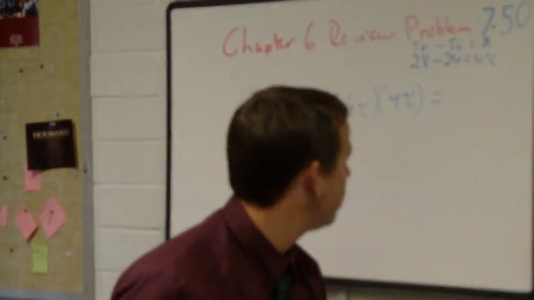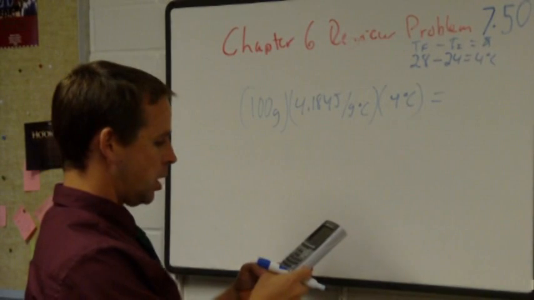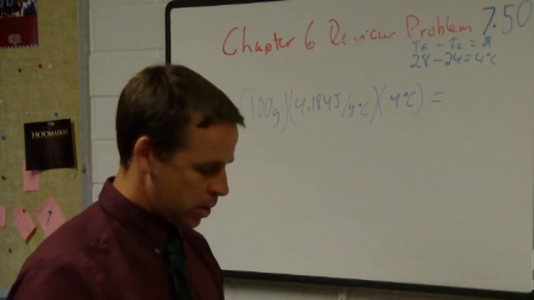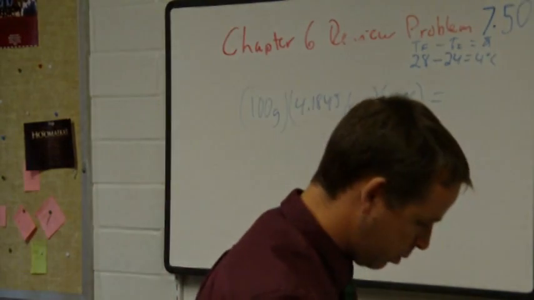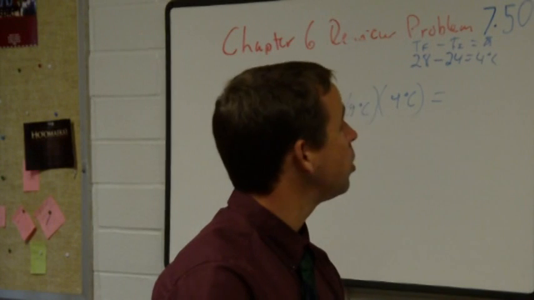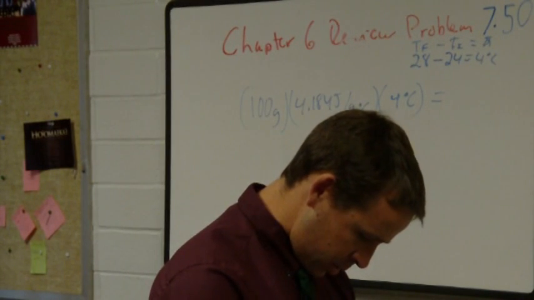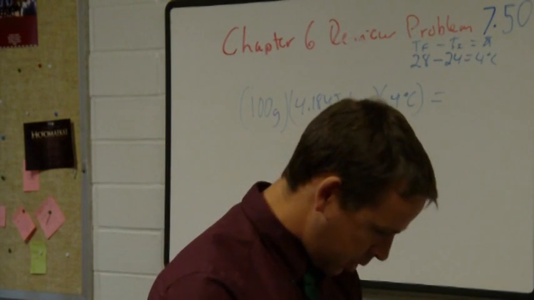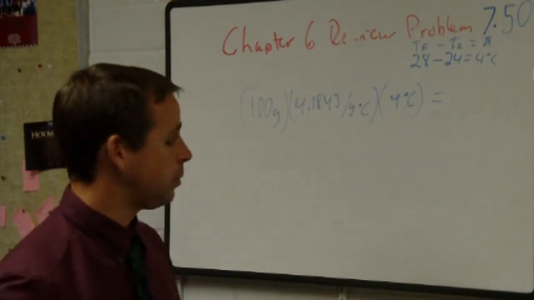And that's the question that's being asked. So we have 100 times 4.184 times 4. So that's 1,673 joules absorbed by the water. So this is number 750, 1,673, and 1,670 is what they rounded to.